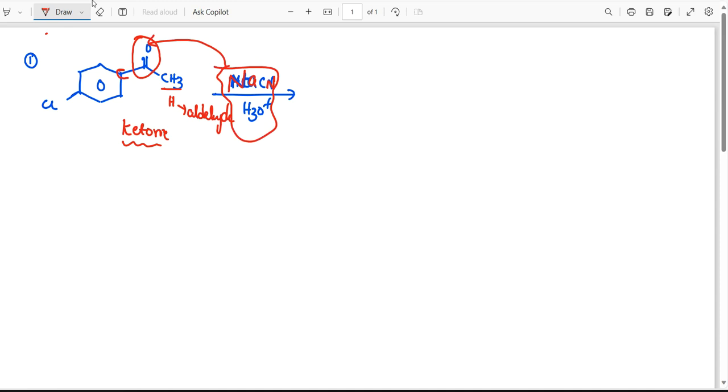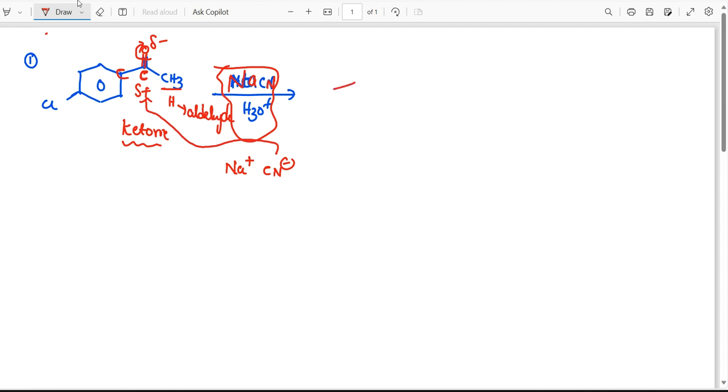So we divide NaCN as Na plus and CN minus. We know that in C double bond O, the carbon and oxygen differ in electronegativity, so the electron density is directed towards the oxygen side. So oxygen has a partial negative charge and carbon has a partial positive charge. So this CN minus attacks this positive charge.